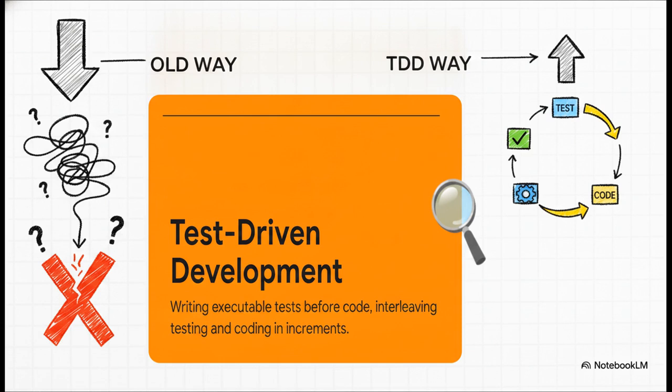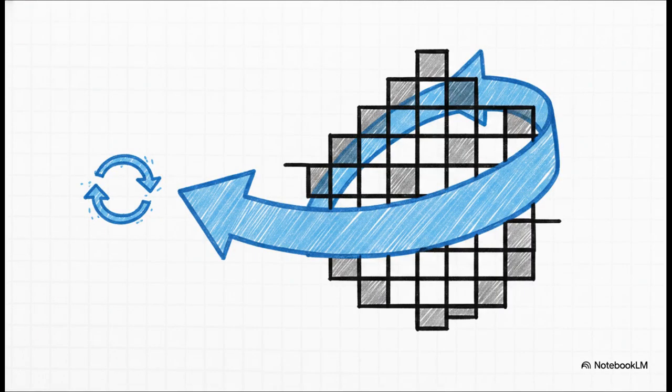As our definition points out, you write executable tests before you even write a single line of the program code. You interleave your testing and your coding in tiny, easily manageable increments. Basically, you don't move on to the next piece of functionality until the code you literally just wrote passes its tests. Now, you might be wondering, where did this radical idea even come from?